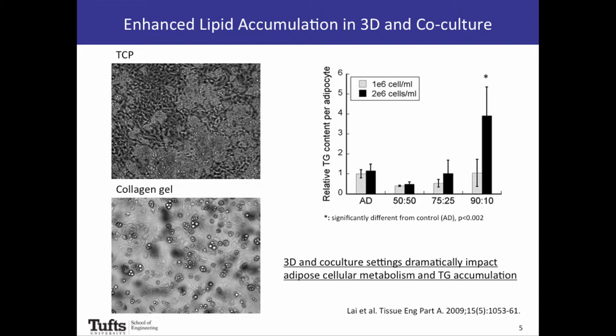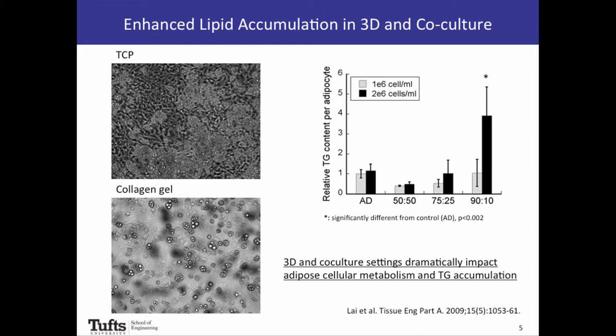So we moved towards a 3D system where the cells are actually embedded throughout a collagen matrix. This is mimicking the extracellular matrix within the body. And you can see from this top image of tissue culture plastic to the second image of 3D collagen culture, we see much larger lipid droplets within the cells, and we think this is more representative of what's happening in vivo.